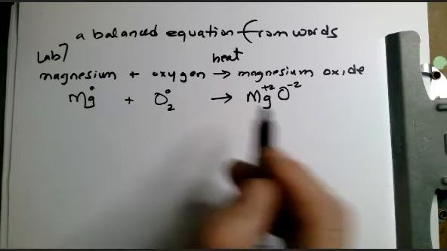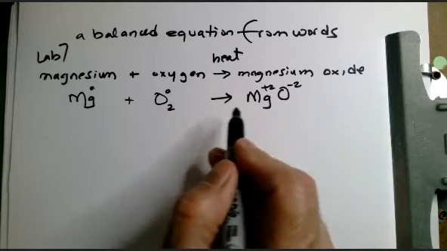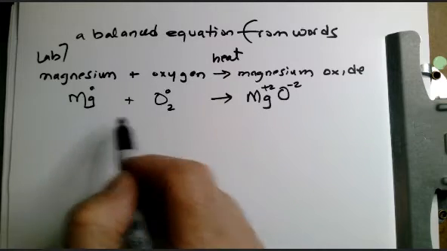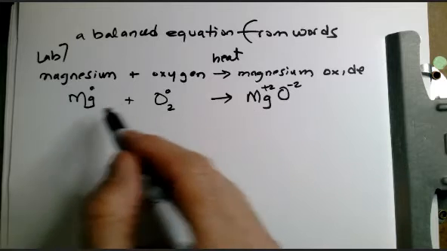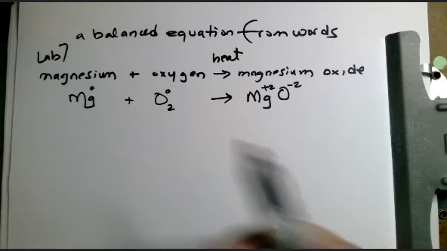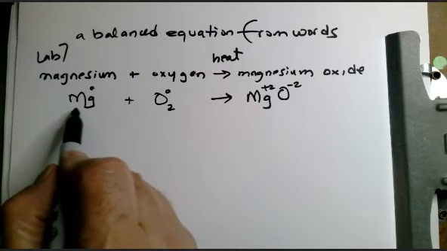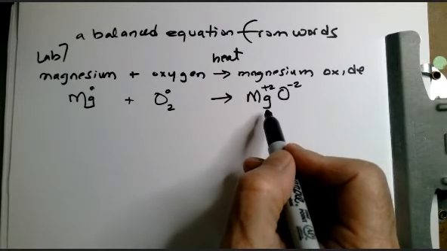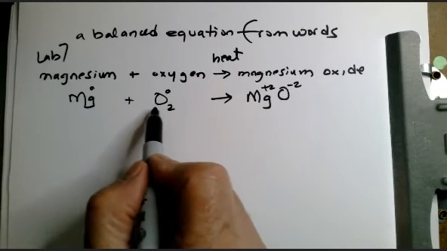Once we get each one neutral, we don't change any subscripts anymore. We just use coefficients, the numbers in the front, to balance the reactant quantities with the product quantities. Let's take a look at this and see what we can figure out. I see 1 mole of magnesium here and 1 over here. That's cool. And there are 2 moles of oxygen here.